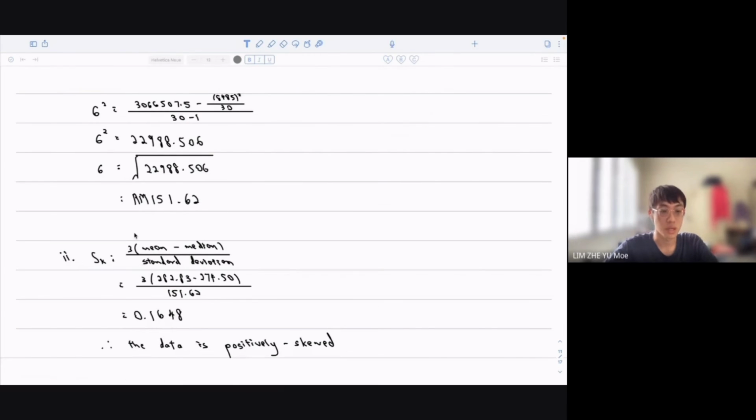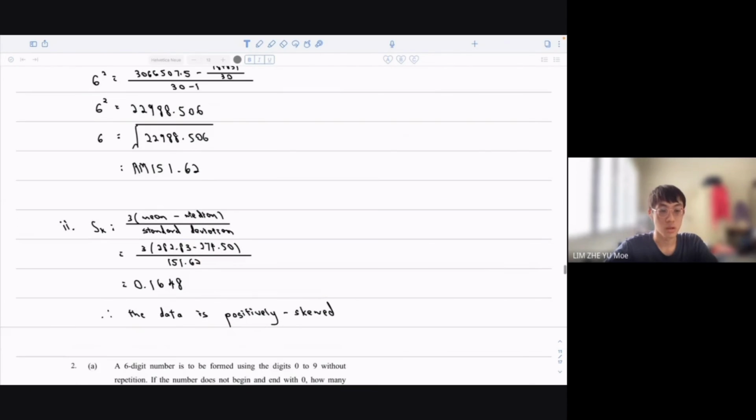Then in BII, we need to find the Pearson coefficient of skewness, using the formula. After substituting the values calculated in BI, we will get the answer equal to 0.164.